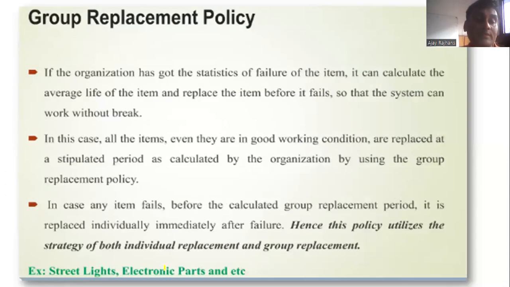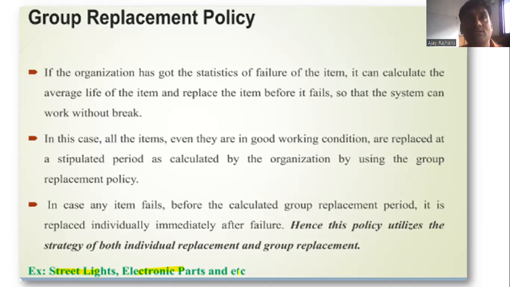Group replacement policy, for example, street lights, electronic parts, etc. If the organization has the statistics of failure of those items, it can calculate the average life of the items and replace the item before it fails, so that the system can work without any break. This is the group replacement policy. We can replace the items using a group of items.